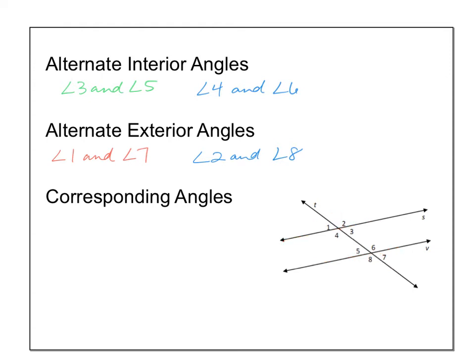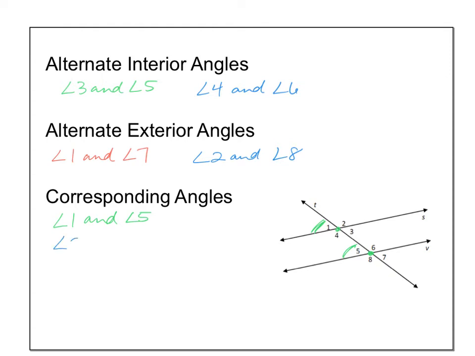And finally, our last definition here is corresponding angles. Corresponding angles are angles that are in similar locations when two lines are intersected by a transversal. So for instance, 1 and 5. Take a look at 1, take a look at 5. At this intersection right here, 1 is in the upper left corner, and down here, 5 is in the upper left corner. They're in similar positions. So angle 1 and angle 5 are corresponding angles. They correspond to each other.